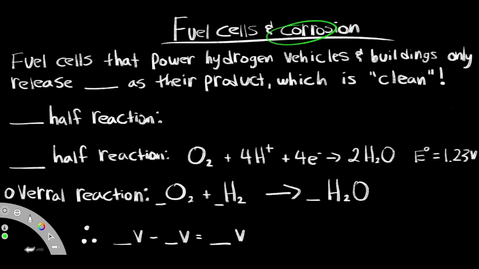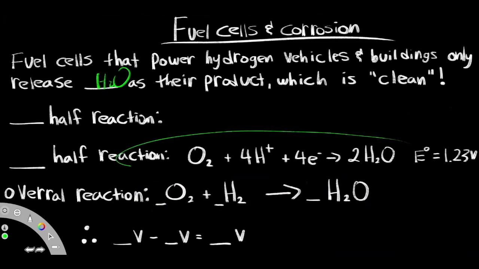Fuel cells and corrosion. Fuel cells that power hydrogen vehicles and buildings only release water, H2O, as their product, which is obviously clean environmentally. If this is going to be our reaction where we just produce water, I've done that over here. If water is on the product side, that means we have to have oxygen and hydrogen on the left side as well, on the reactant side, so that it doesn't violate the law of conservation of mass.